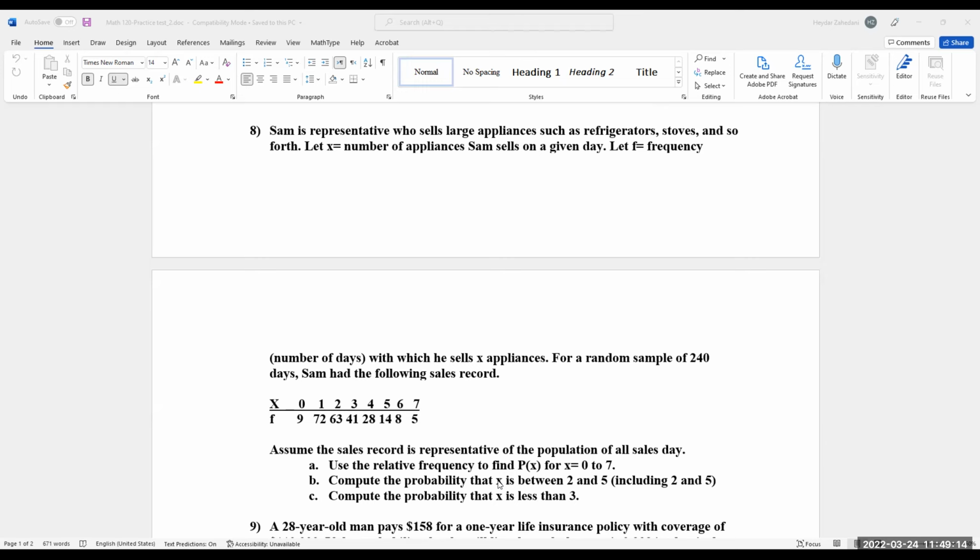Relative frequency probability is the ratio of the frequency of each class divided by the total number of the frequencies. So for example, if you want to find P of 0, it's going to be F, which is 9, divided by the total number. The total number is 240. So you have to extend this table quickly to find the P of 0 to 7. Then you can easily answer this question that we have, okay?